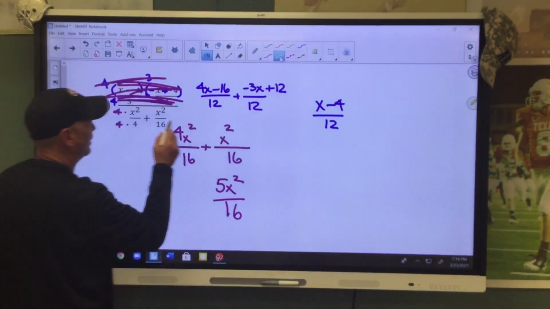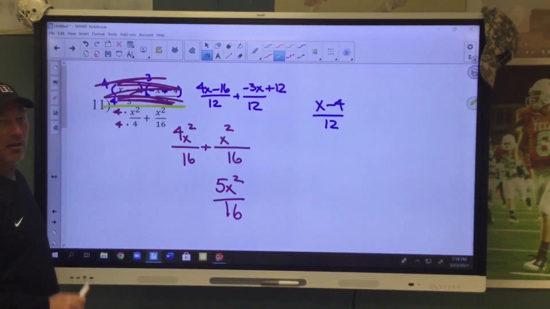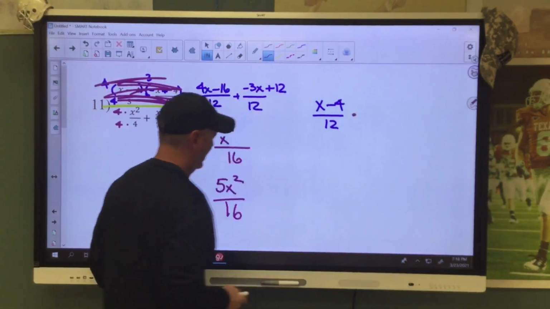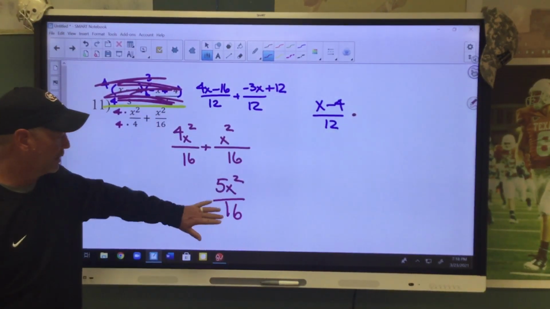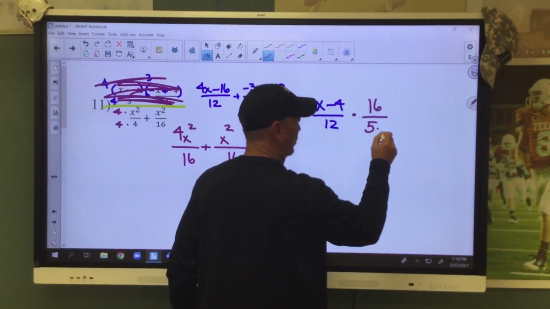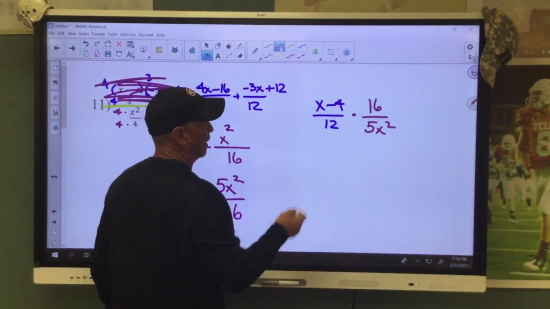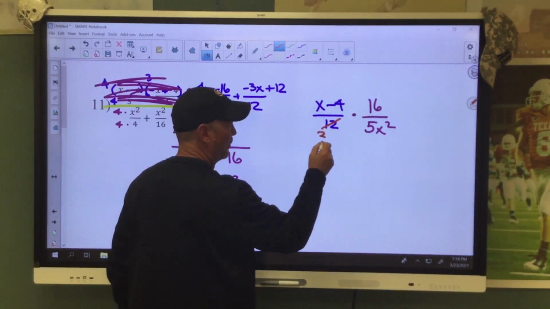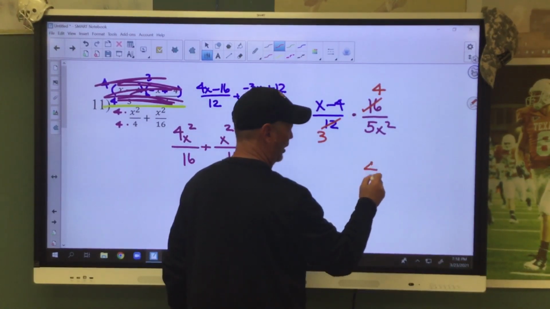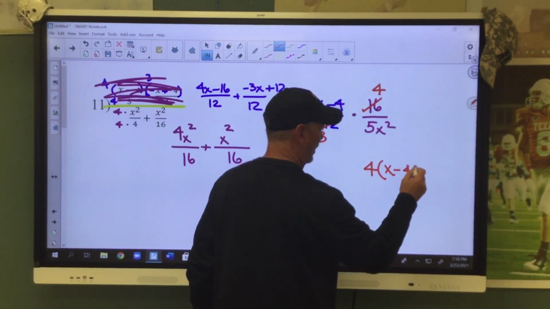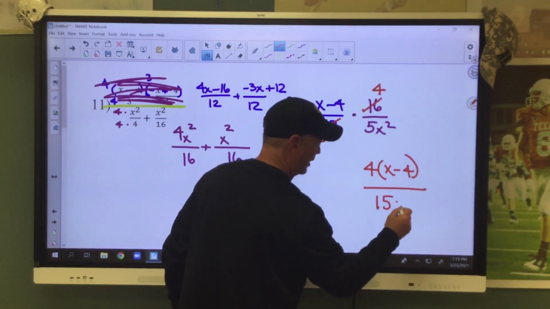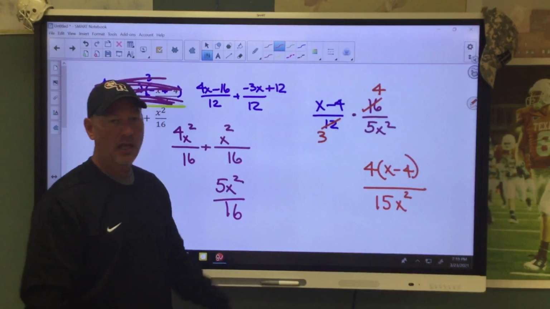Remember, this is a giant division sign, but we're not going to divide our fractions. We are going to multiply times the reciprocal. We're going to flip the second fraction, and this is going to be 16 over 5x squared. 4 goes in here 3 times. 4 goes in here 4 times. That will leave me with 4 times x minus 4 over 3 times 5, 15 x squared. I'm okay with that answer.